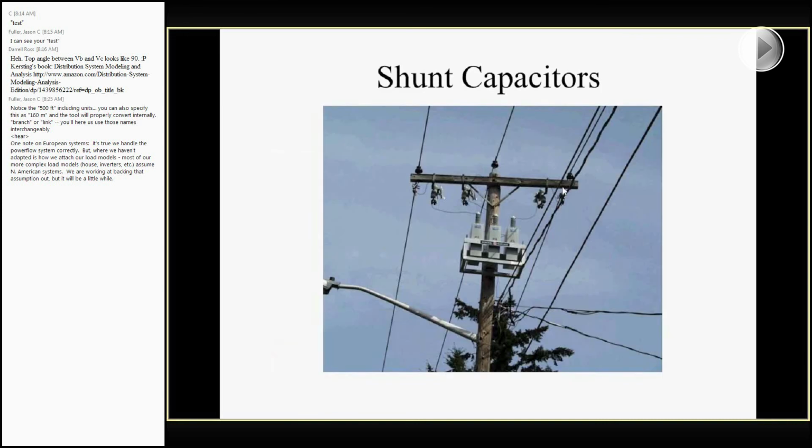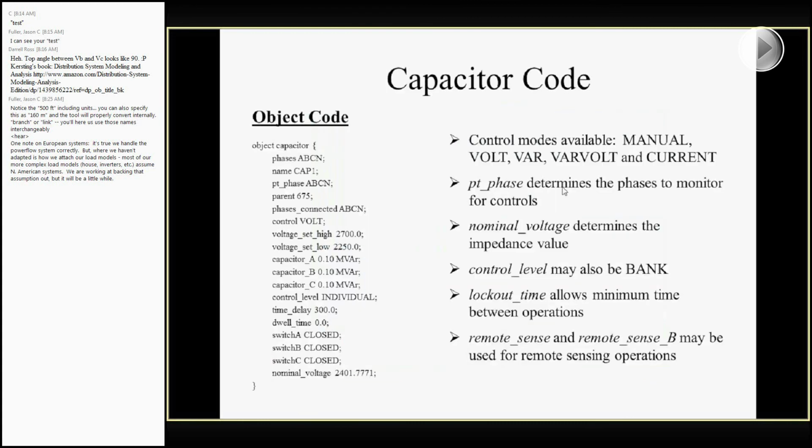So shunt capacitors, as I mentioned before, those are used a lot for voltage control or some form of reactive power control, and they have a variety of different operation modes. You'll notice the overall structure looks a little different. The capacitor is the first object we get to that is what we call a node or a bus.